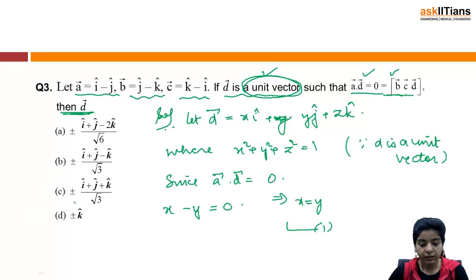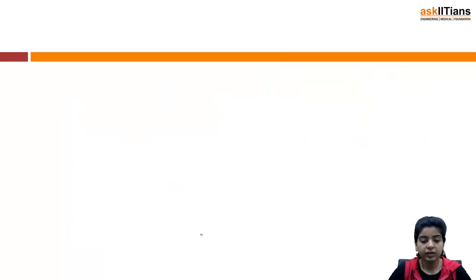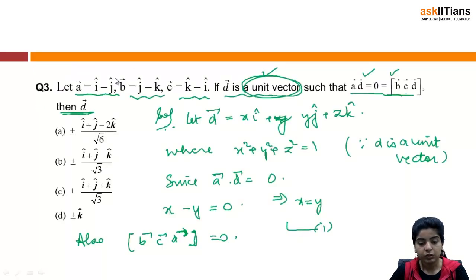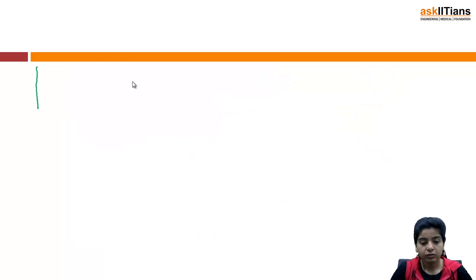Now, second thing that I have is that this is also equal to 0, right? This is also given. So, now applying this again, we can write simply the determinant with the components of B, C and D in the rows. So, B is j minus k, so I have 0, 1, and then, okay, j minus k, so it has to be minus 1.